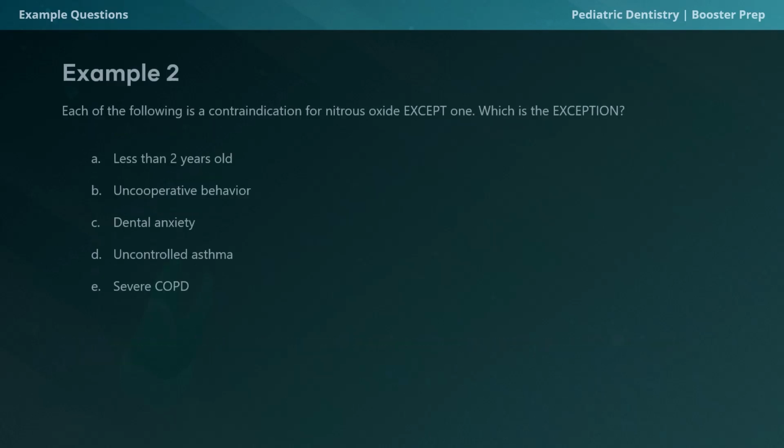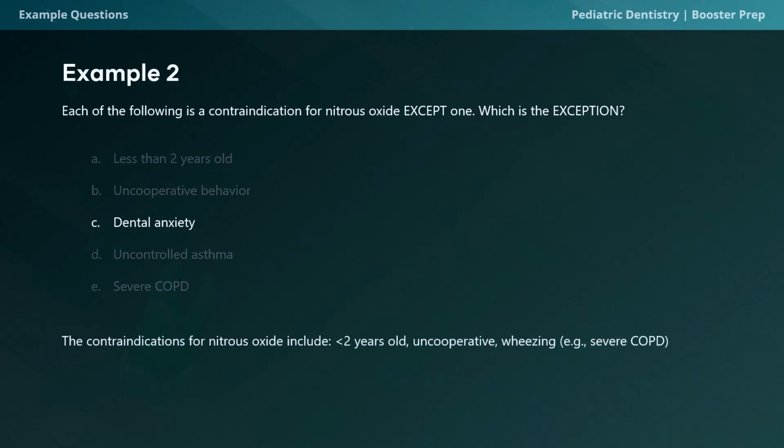Example 2 states each of the following is a contraindication to nitrous oxide use except one, and which is the exception. The answer to this question would be option C, which is dental anxiety. The contraindications to nitrous oxide use would be a patient that's under 2 years old, an uncooperative patient as they likely will not be able to breathe in and out through their nose, severe COPD or uncontrolled asthma or wheezing.